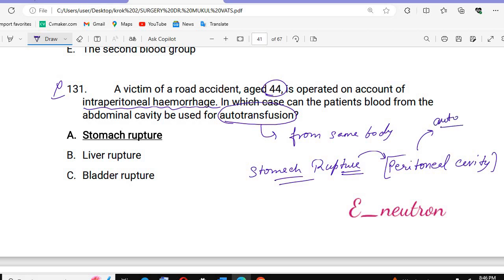In all other conditions, the blood will not be able to be stored in the cavity, and there will be more chances of bacterial infection. So that's why we will not be able to autotransfuse that blood. But if there is a stomach rupture, that is the peritoneal cavity. Again, this is a silly question, no need to remember, just remember the answer: stomach rupture, peritoneal cavity, autotransfusion will be there.